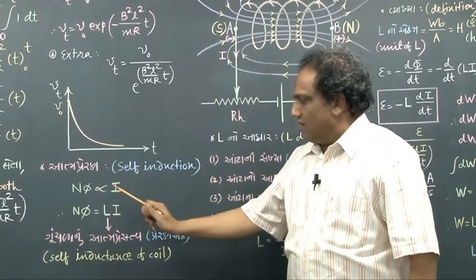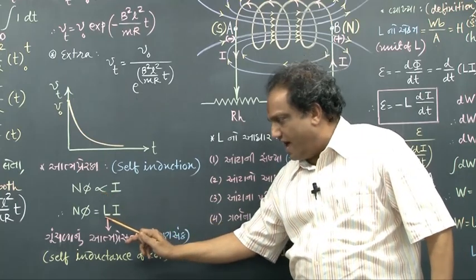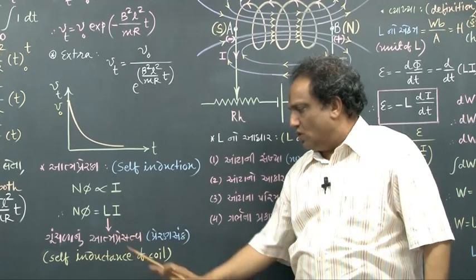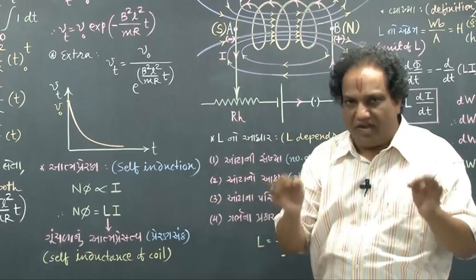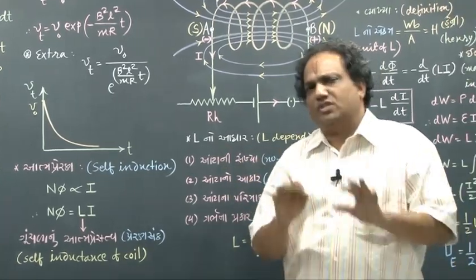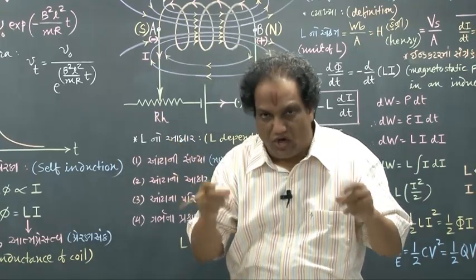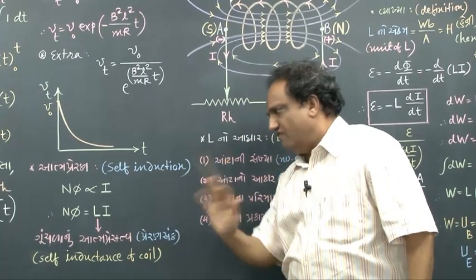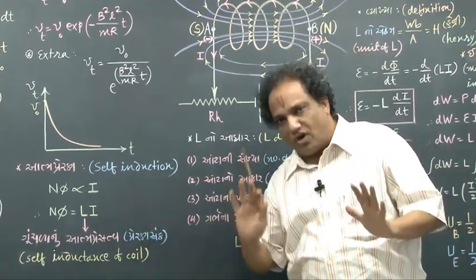Fine. Now remove this sign of proportionality, put some proportionality constant, capital L. This proportionality constant in physics is called, look here, self-inductance of the coil, or sometimes we call it coefficient of self-inductance. Coefficient of self-inductance, or simply self-inductance of the coil. Fine. For a given coil, its value is constant.